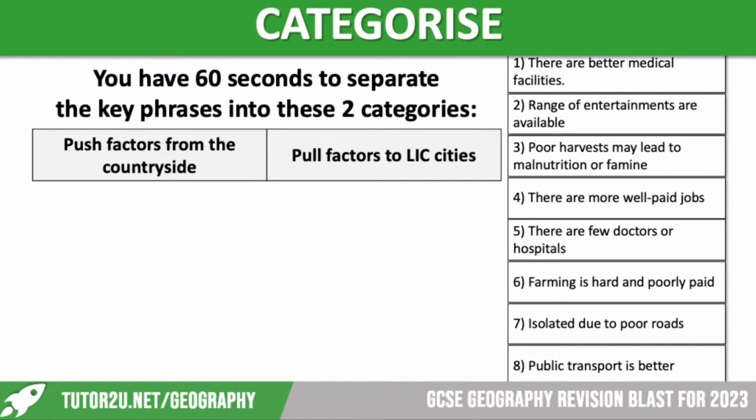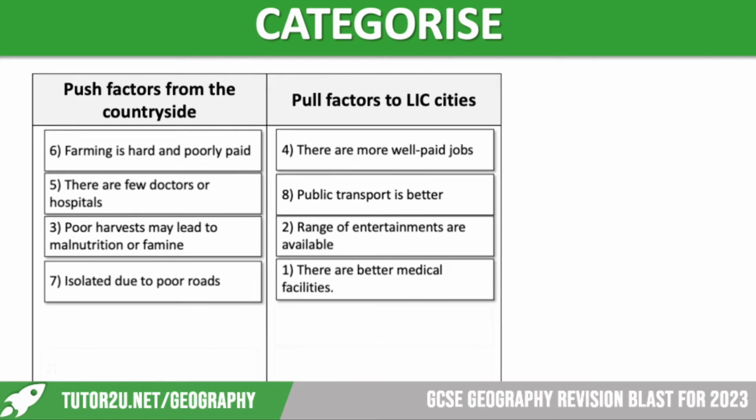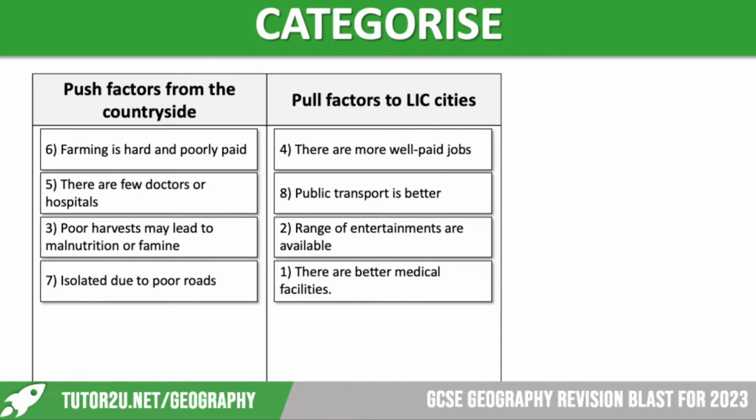Okay, let's have a look. So our push factors in the countryside are farming is hard and poorly paid, there are few doctors or hospitals, poor harvest may lead to malnutrition or famine, and isolated due to poor roads. So all of those factors make life quite difficult in the countryside. And our pull factors are there are more well-paid jobs, public transport is better, range of entertainments are available, and there are better medical facilities. So well done if you got those in the correct columns.